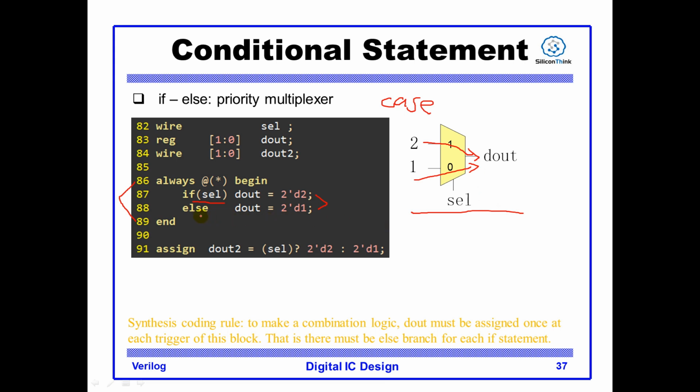And for the same function, you can use an if-else statement, and you can use a continuous assignment with the conditional operator to make the same function. And there are some synthesis coding rules for you. You have to follow these coding rules if you want to write something for synthesis.